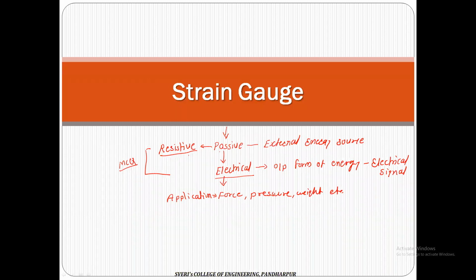Now try to see that. As I explain these things, the strain gauge is a part of a weight machine, then you can say a human weight machine. For any purpose, whatever weight machines are used, the strain gauge is used in them.